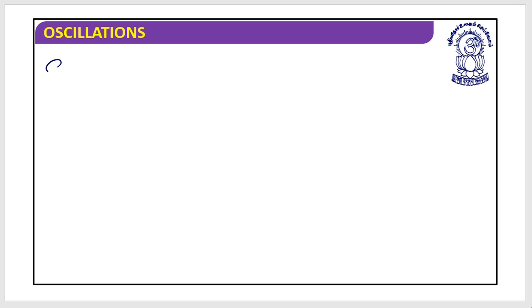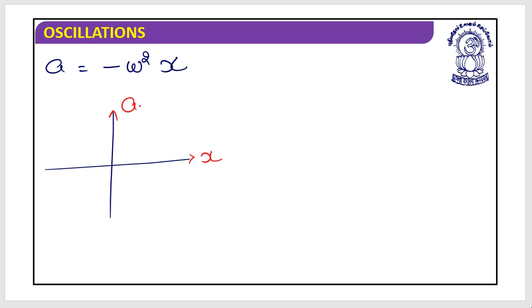Now let's plot the acceleration. We have written the relation: a = −ω²x. If I want to plot this, with a on this axis and x on this axis, then this represents a straight line, but its slope would be negative. It is something like this. Yes, it will pass through the origin, but as you can see, this angle theta is in the clockwise direction. That means it represents a negative value. I hope this is clear.